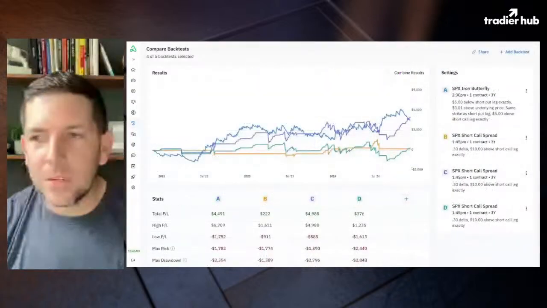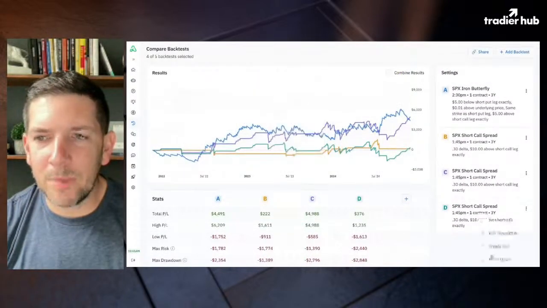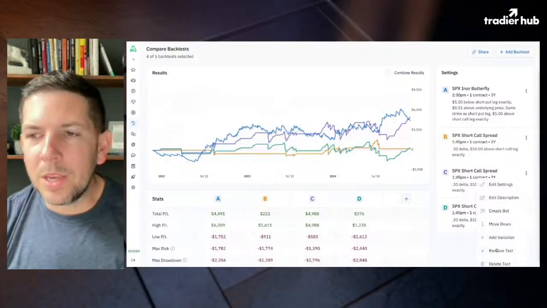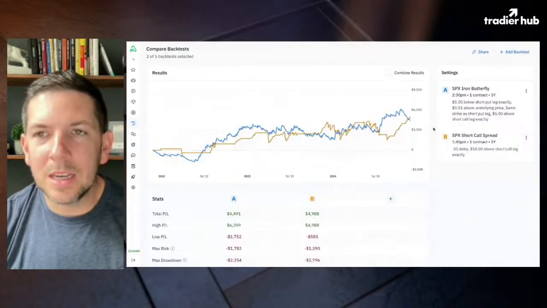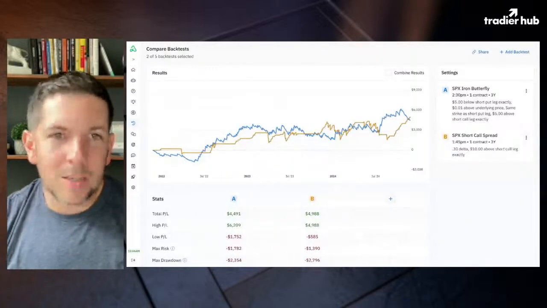All right, so we're going to remove D also because we don't really like it either. It didn't really make any money. And then we're going to remove B. B was the first variation of this. That didn't really make any money either. So we're going to go ahead and remove that test. So now what we have is this chart.